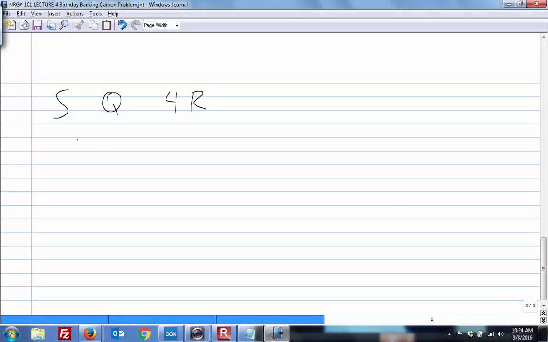SQ4R, and the first one is just scan. Scan the paper. Oh, there's some geothermal in there. There's some nuclear. There's some weird picture of a guy breathing exhaust behind a bicycle. There are these really funny looking circles. What's all that about? So the next one is question.